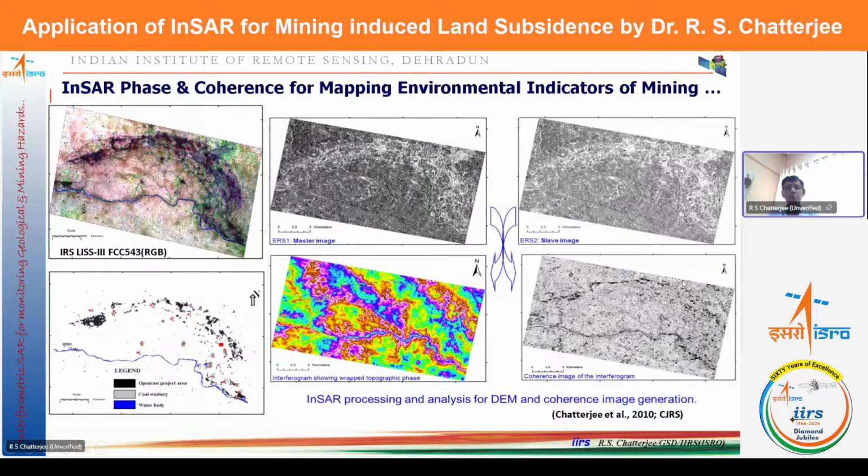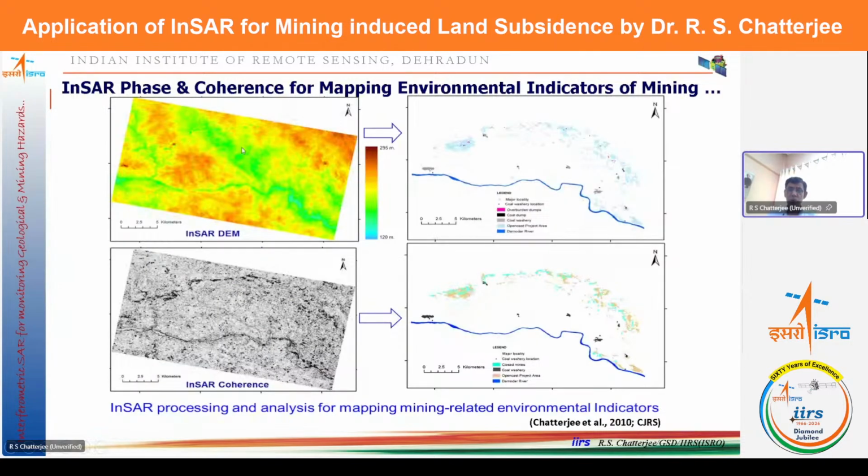Now you see from the interferogram, we generated this digital elevation model, and this quality is around 5 meters accuracy. That is, RMSE tells us that at selected points. Now from that, we identified the low-lying areas, that is the open cast quarries, and the elevated areas, that is the overburden dumps and the coal dumps. Now from these elevated areas, we have these possibilities, either overburden dumps or the coal dumps.